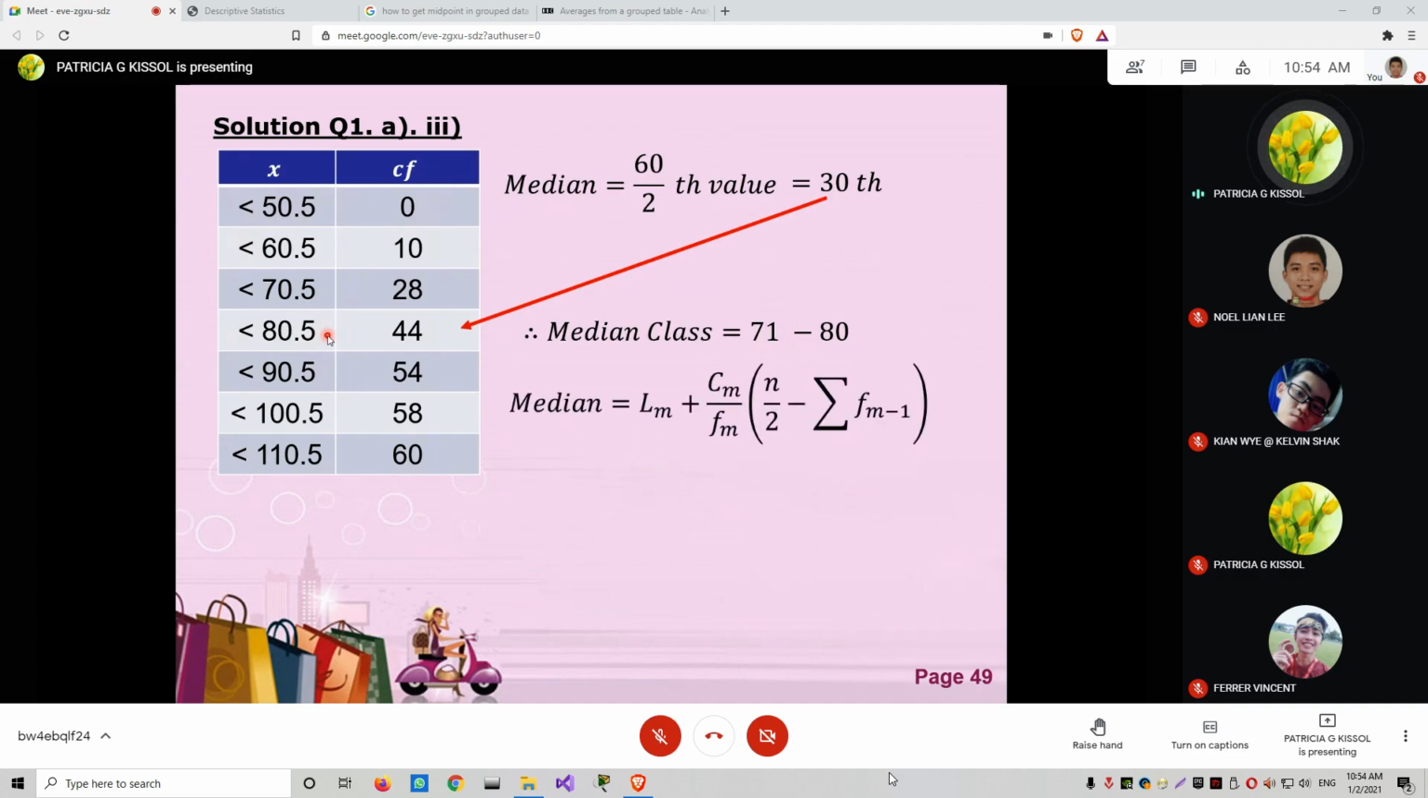I didn't write it down here. I should have written it as 70.5 to 80.5. That's more correct. All right, and then putting all the values into the formula for the median, I hope you still remember.